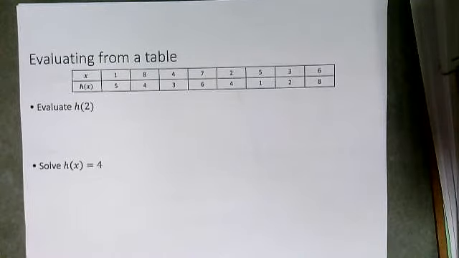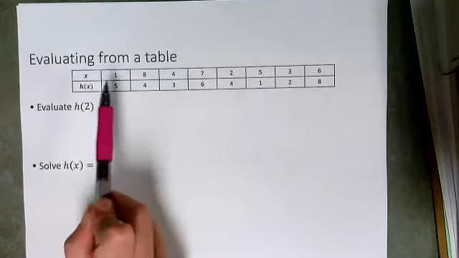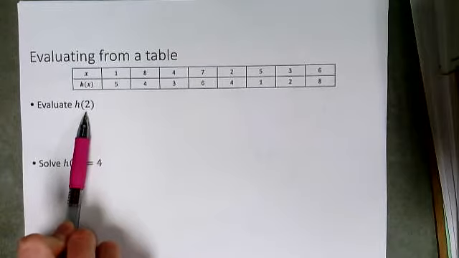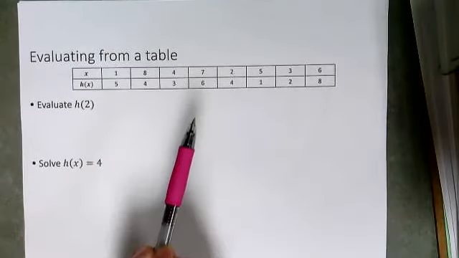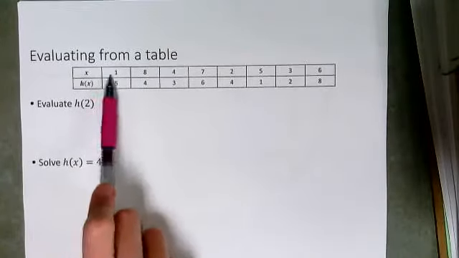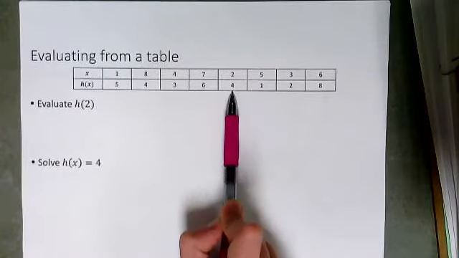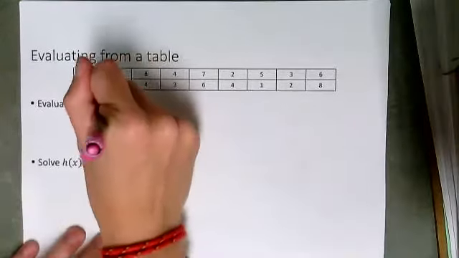So evaluate h of 2. That means x is equal to 2, and we want to find out what the output is, right? So if x is equal to 2, find it on our table, right here. h of 2 is going to be this guy, 4. That's our corresponding output.